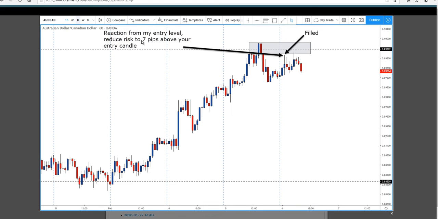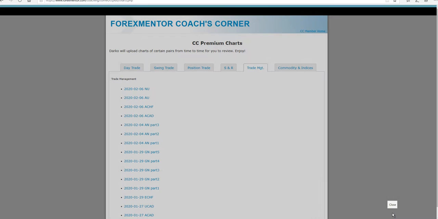Reaction to my entry level, right here. He got entered here, and it started to go down. See that? Move your stop from here down to 7 pips above here. We put 7 pips above. Okay. It never got touched, and you could see on the chart that I just showed you that it actually has gone down quite a bit from here. See that? Pretty easy, right there for you.